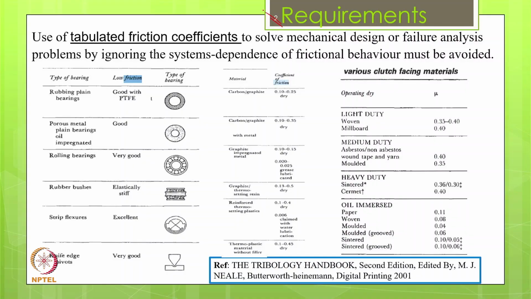The first question comes: what is the real requirement? I'm going to express everything from a tribological point of view. There will be a number of lectures available online. They may have given different kinds of requirements, but I'm going to pose a requirement only from the tribological point of view. Using a tabulated friction coefficient to solve any mechanical design or failure analysis problem, ignoring the system dependence of frictional behavior, must be avoided.